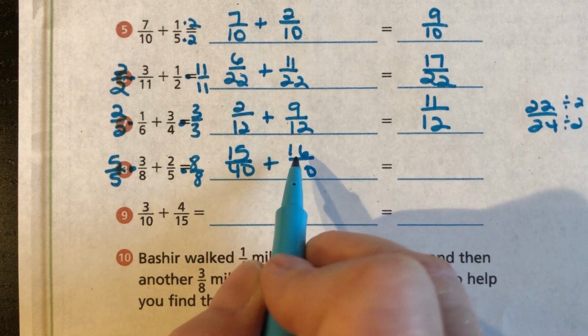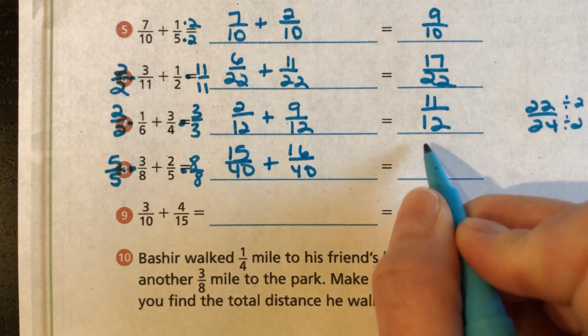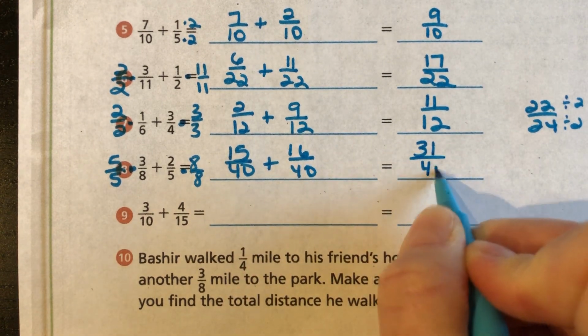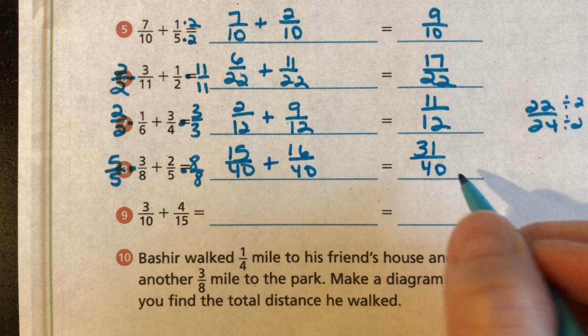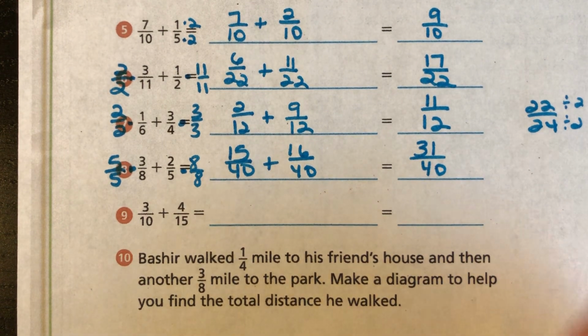I know that 15 plus 15 is 30. And 16 is 1 more, so that means my final answer would be 31/40ths. That's in simplest form because there's not a number other than 1 that would divide evenly into 31 and 40.